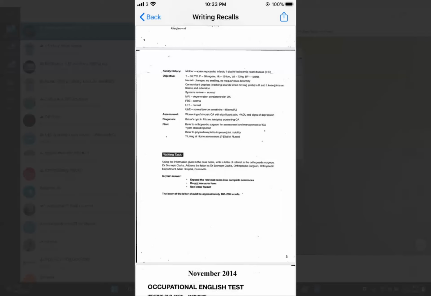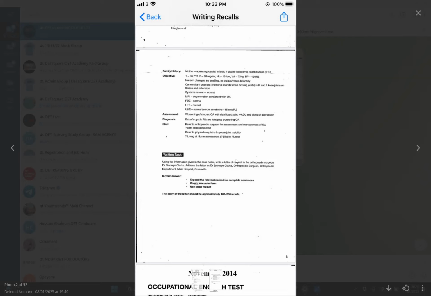So if you look at that writing task, the writing task says, using the information given in the note, write a letter of referral to the orthopedic surgeon, Dr. Brown Clark, address the letter to this. Now, usually when a letter is given to you, you first of all watch out for the writing task.